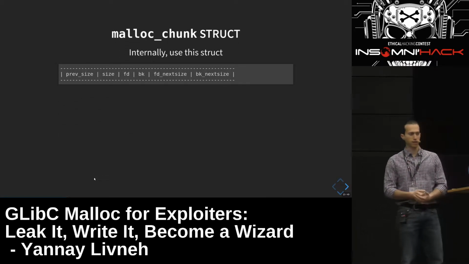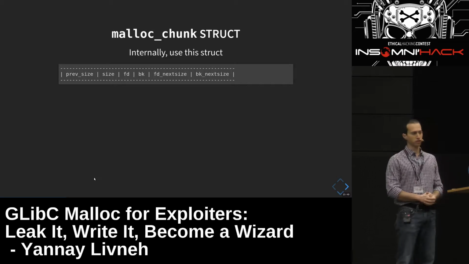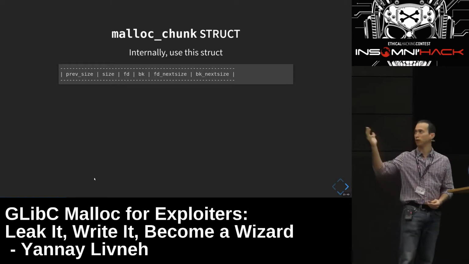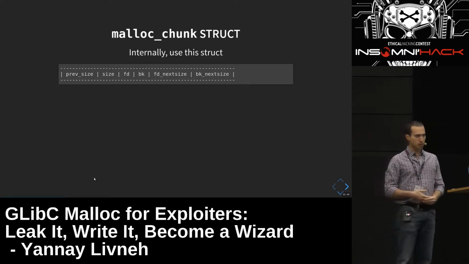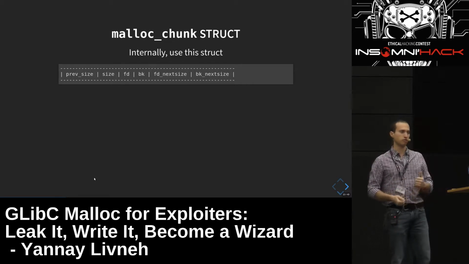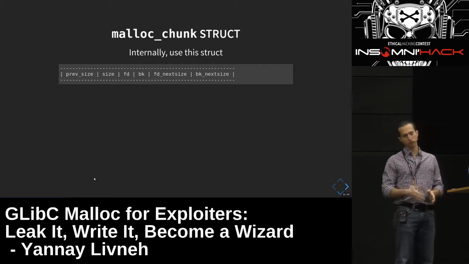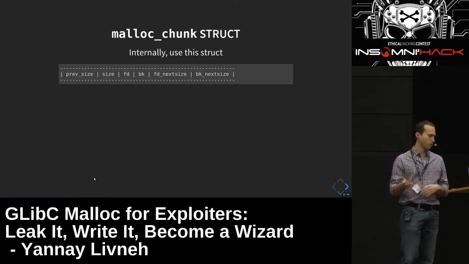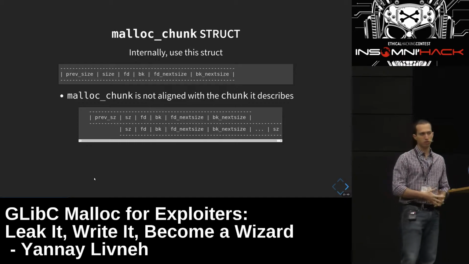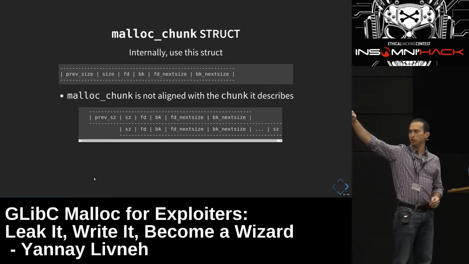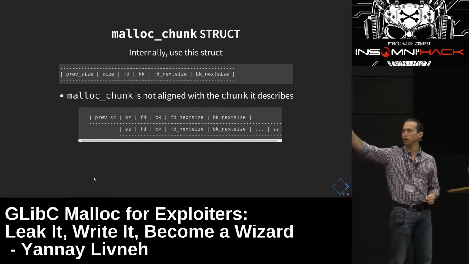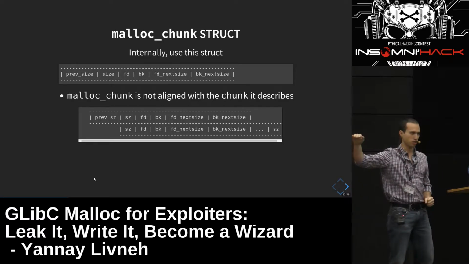So I said that the chunk is a logical structure. Really, in the C code, you would see the malloc chunk struct, which is quite similar, but not exactly. It starts with the previous size, as the size of the previous chunk, and then follows the size of the chunk, the forward and backward pointers, and so forth. You can see it's not aligned with a chunk, but it's almost the same. Here on top, you can see the malloc chunk struct, which has the previous size and size, and at the bottom, you can see what we logically call a chunk.